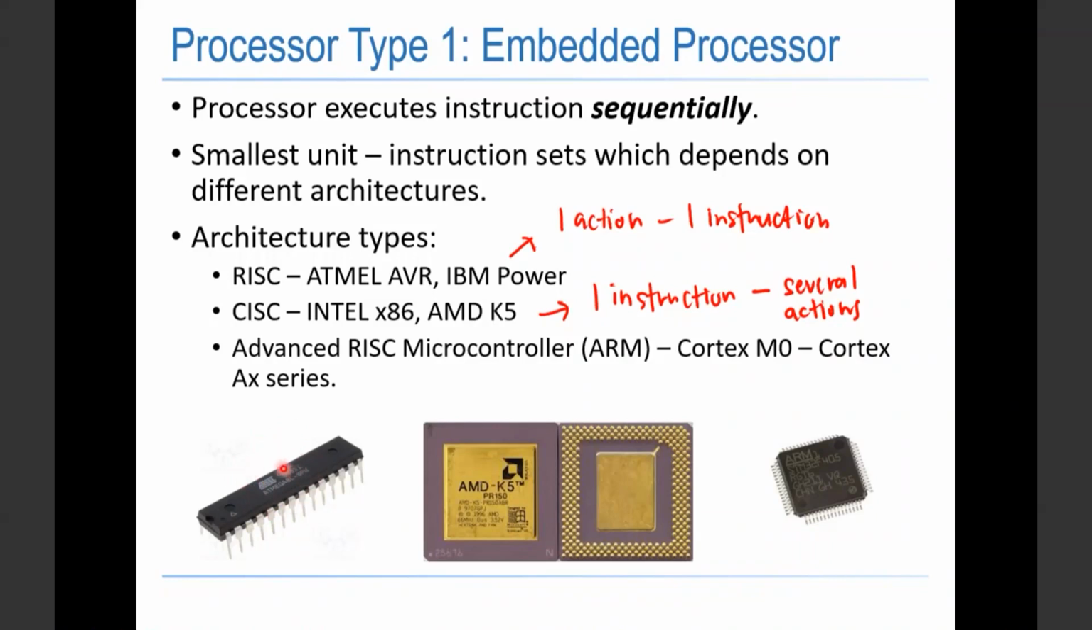And then the last but not least is the advanced RISC microcontroller, or sometimes we call it ARM. Examples are Cortex M0 and Cortex A series. So this is an example of an embedded processor for advanced RISC microcontroller.